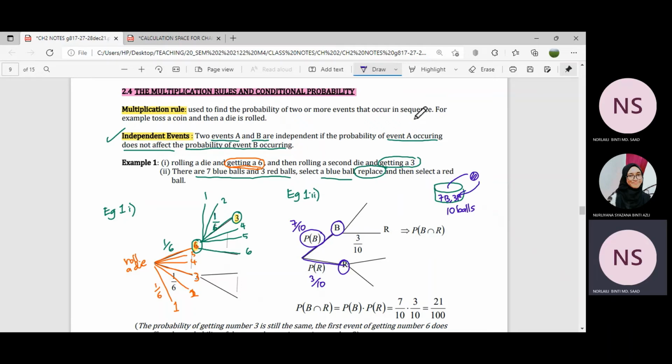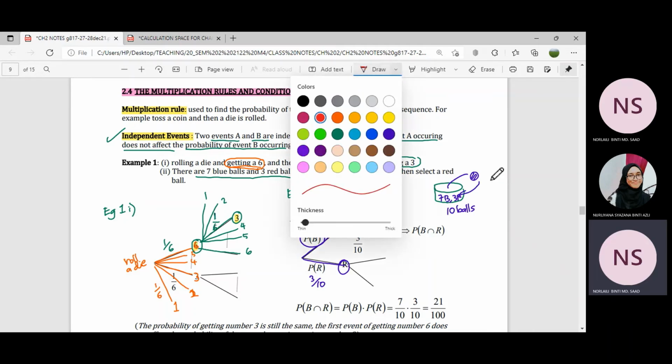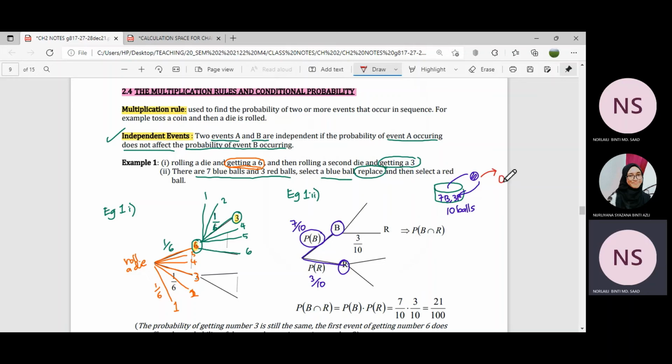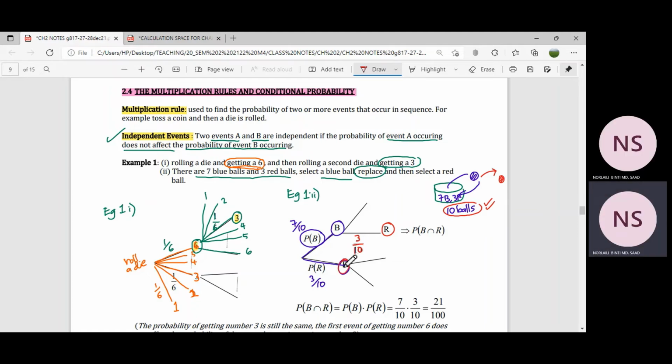So for the second selection, you need to take a red ball from this basket. What will happen to the total number of balls in that basket? It will remain 10 balls, okay? So that's why for getting a red ball in the second selection, it will remain 3 over 10, same as selecting the red ball in the first place, which is 3 over 10.